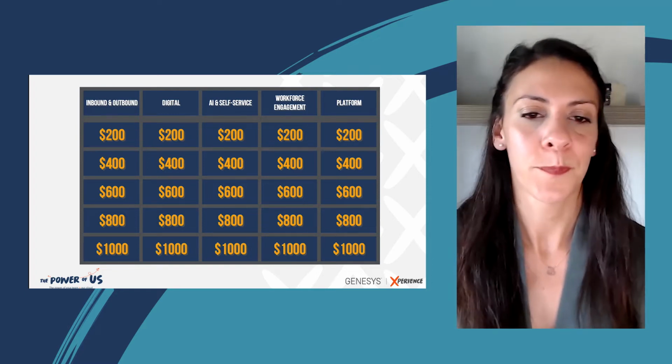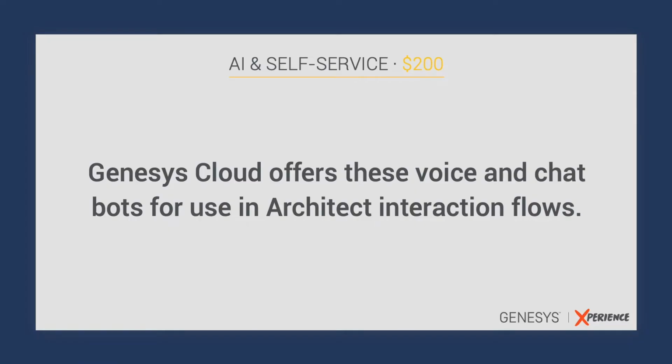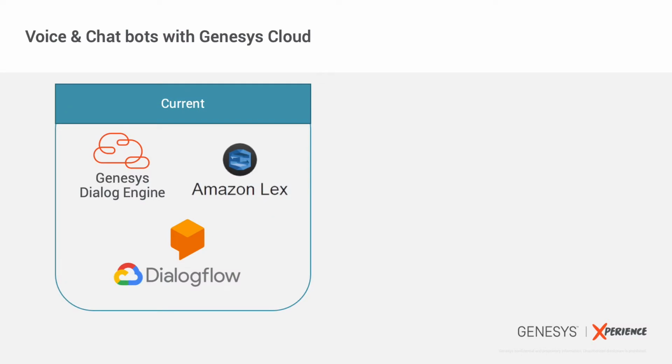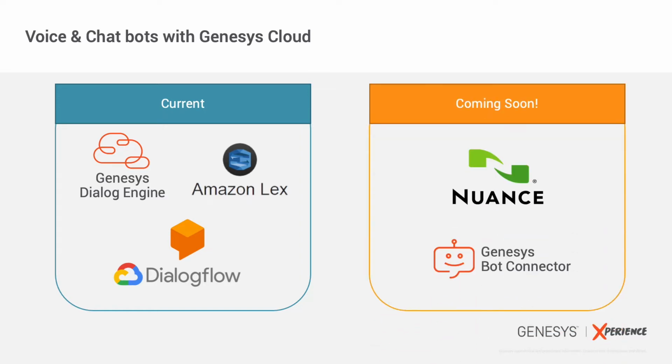Where do we begin? Yeah, Natalie, let's start with AI and self-service for 200. Great. Genesys Cloud offers these voice and chatbots for use in architect interaction flows. What are voice and chatbots with Genesys Cloud? Customers can take advantage of our native Genesys Cloud dialogue engine or integrations with Amazon Lex or Google Dialogflow. And in development soon will be an integration with Nuance, as well as our own Genesys bot connector.